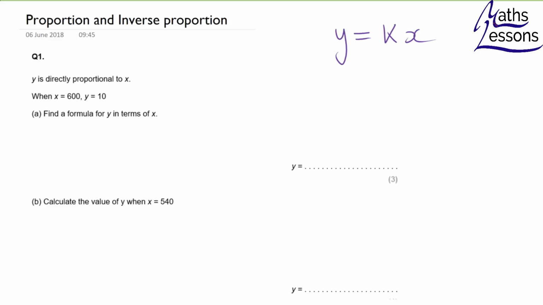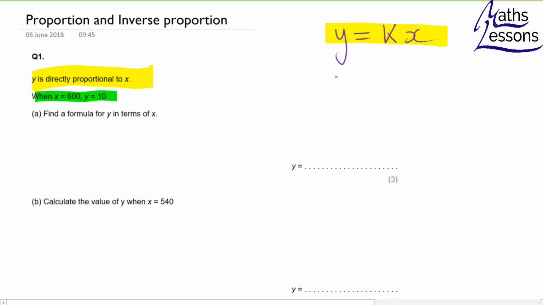Right, here we go. So let's have a look at this question. Basically what I've just said is when you've got y is directly proportional to x, it means y is equal to some multiple of x. And we need to find that multiple to find out our formula. What we do is we use information in the question to find out that multiple. Just put those numbers in.